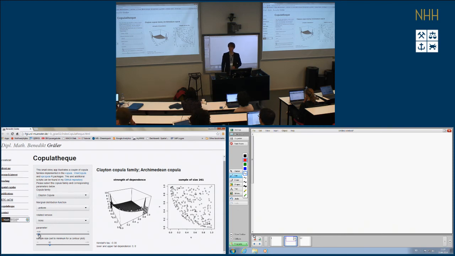What would your decision be based upon, which copula you're using? Are there tests? There are tests. They are fitting routines. You can fit them based on maximum likelihood. There are goodness of fit tests. But this is just for the non-spatial case. It's all pretty well developed.